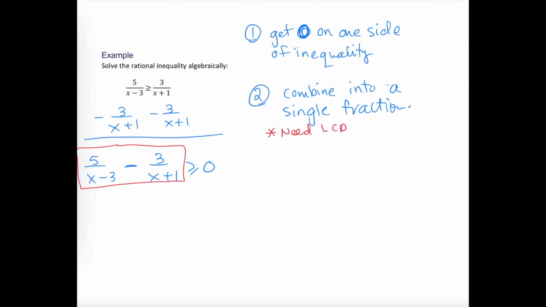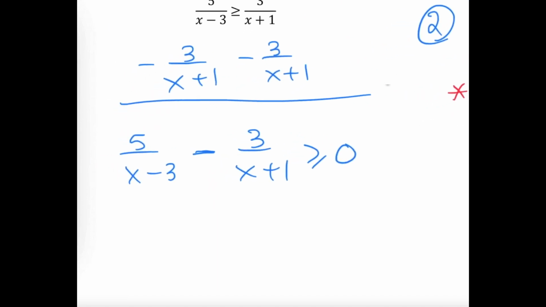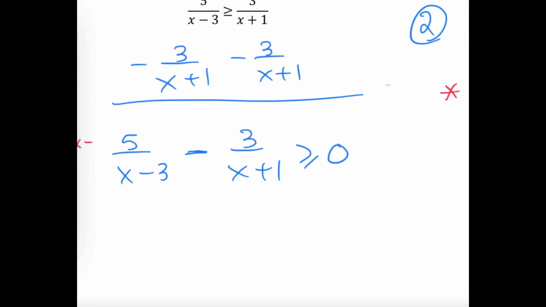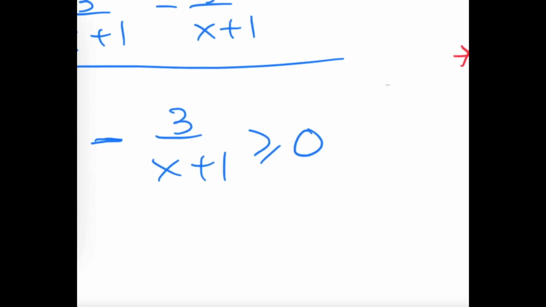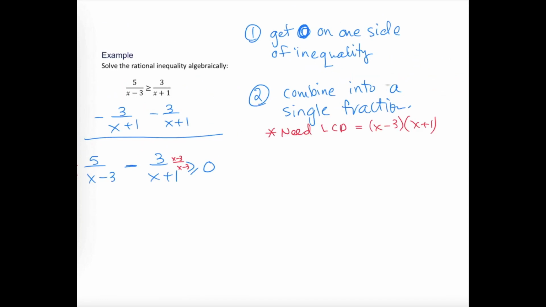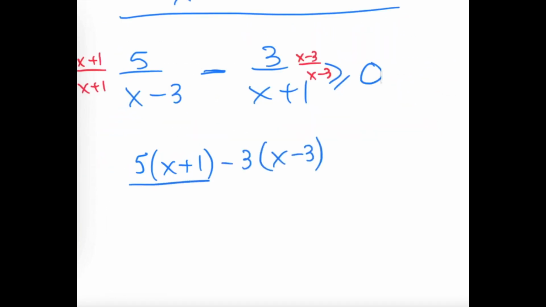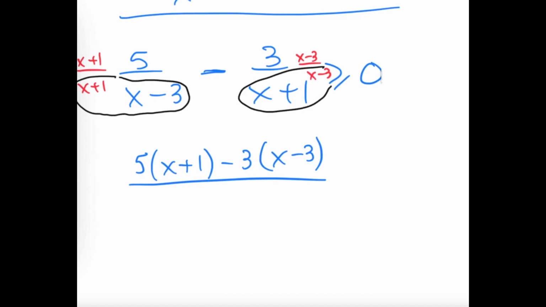The LCD is going to be, in this case, x minus 3 times x plus 1. So this fraction needs an x plus 1 over x plus 1, and this fraction needs an x minus 3 over x minus 3 in order to get that common denominator. Once we multiply all of this, both of these are now over the same denominator, x plus 1 times x minus 3, and we are still greater than or equal to 0.